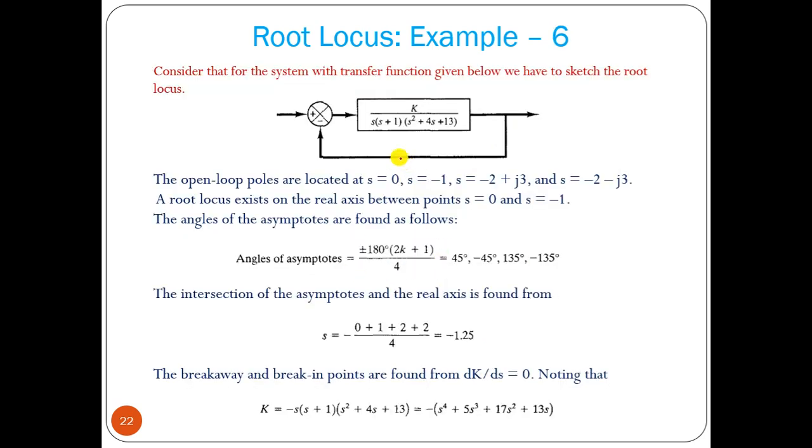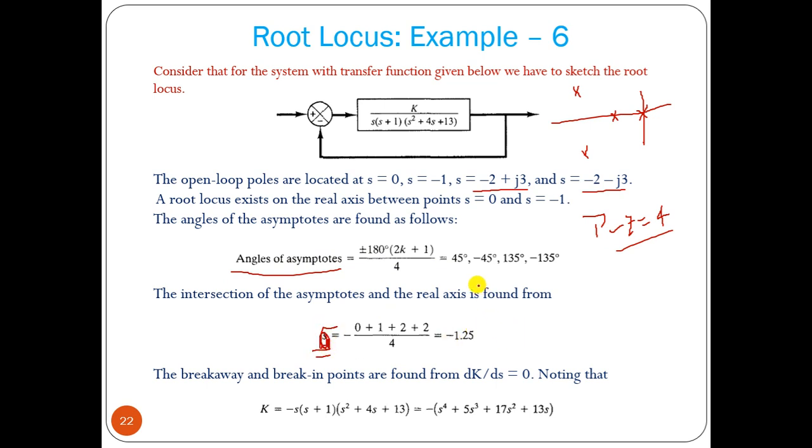Now say this is the problem. We have poles at 0, -1, and at -2 plus minus j3. So we have 4 poles, and the number of asymptotes is P minus Z, which is equal to 4. So we can calculate the angle of the asymptotes and the centroid. We can take this as sigma.